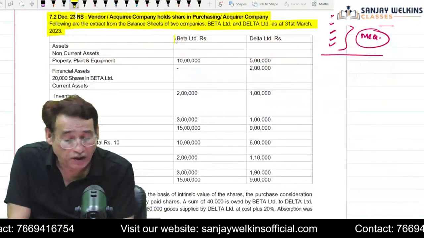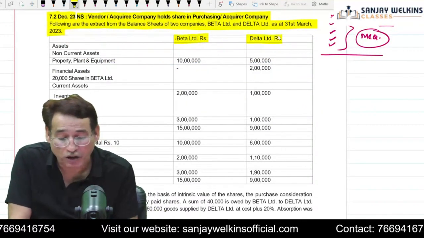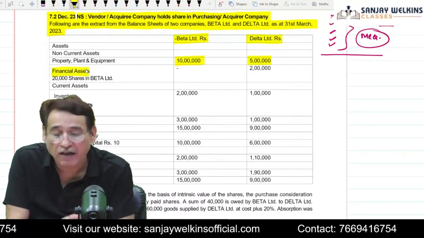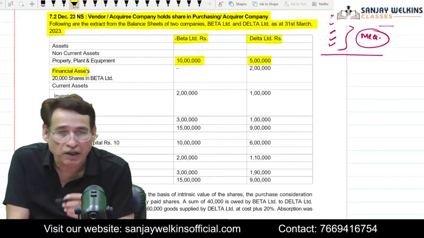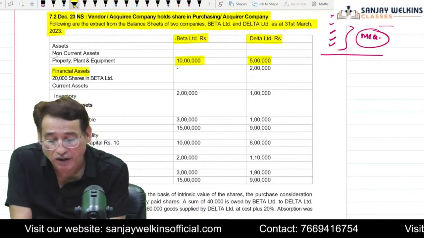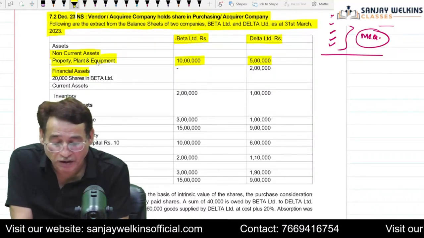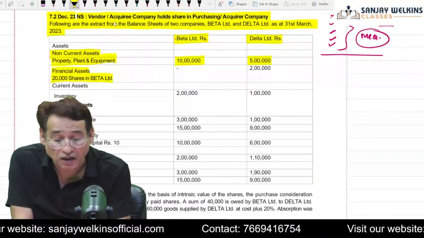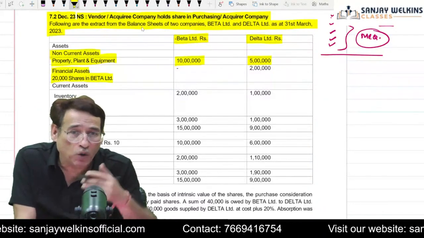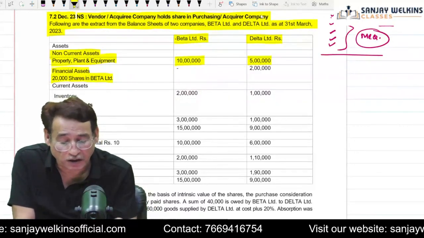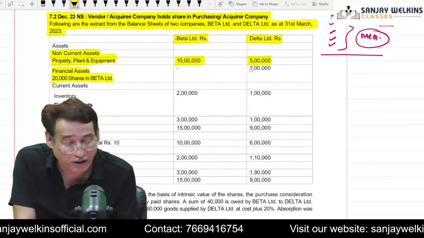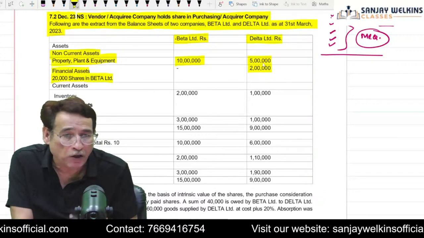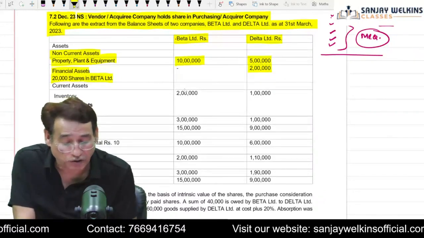Correct? Now, Beta Limited and Delta Limited are the two companies. You can see property, plant and equipment, and then financial asset. There is a category known as financial asset, and it stands for generally investments. So under non-current asset, we have property, plant and equipment, and then investments made by Beta Limited. In this company, the acquiree company holds shares in the purchasing company. That means the acquiree company is already holding 20,000 shares in Delta Limited, and they have paid rupees 2 lakh to acquire them.